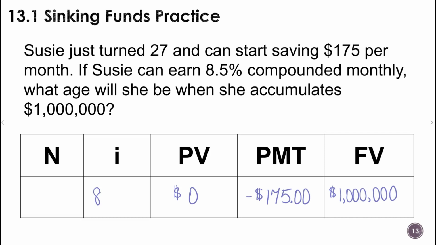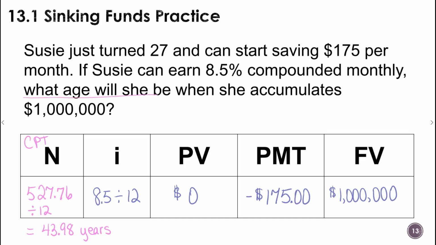It was 8.5% divided by 12 because we're compounding monthly, and we are computing N. Okay, so when you compute N, it's a pretty big number, 527.76. We're going to divide that by 12 to see how many years that would be, and it is 43.98 years.